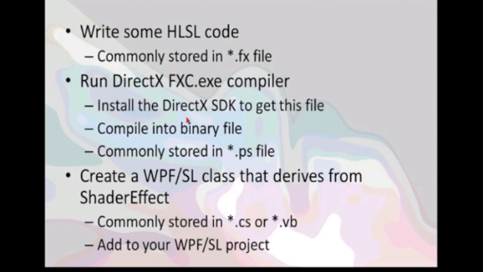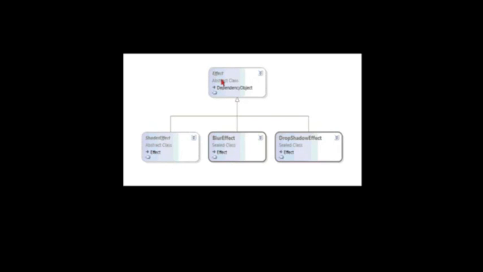And in order to run this, you have to install the DirectX SDK. Now, the DirectX SDK is over a gigabyte in size, and you need to install that entire thing to get one executable. Right? Now, when you compile that, you turn that into a PS file. Then you're going to create that .NET class that's going to derive from shader effect. So there's this effect class, and then there's a shader effect base class, which is marked as abstract. So if you're creating your own class, you're going to derive off this one as your base class.